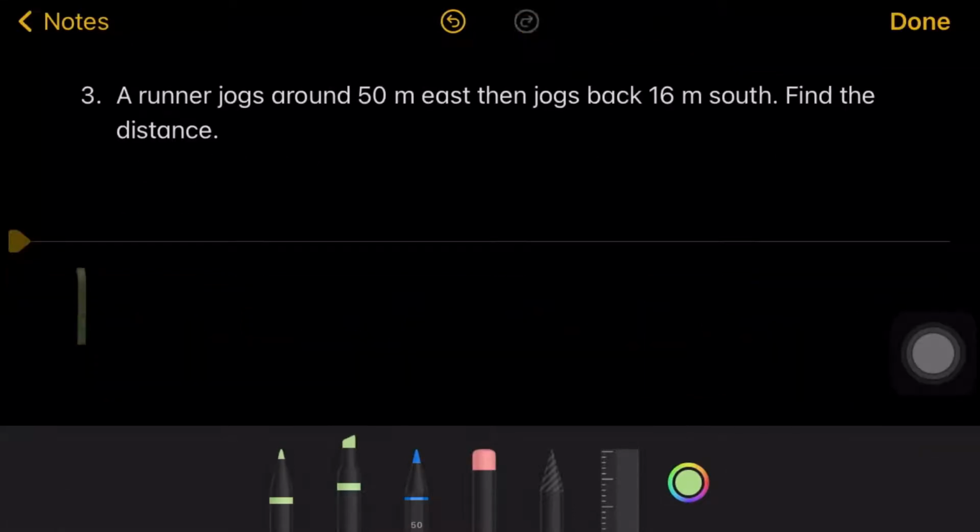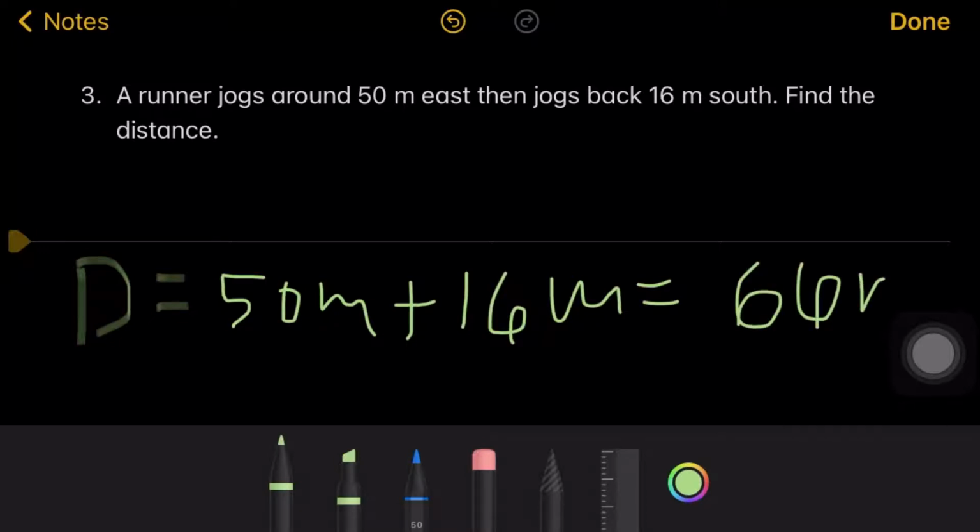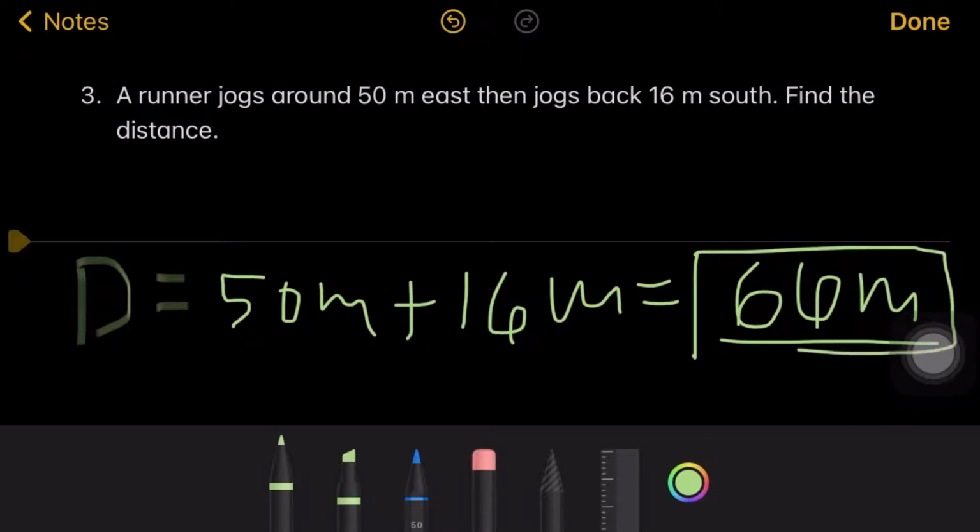Now the third is a runner jogs around 5 meter west and then jogs 16 meters south. Find the distance. 5 meter plus 16 meter equals 21 meter. 21 meter is our distance. And that's it. As easy as that.